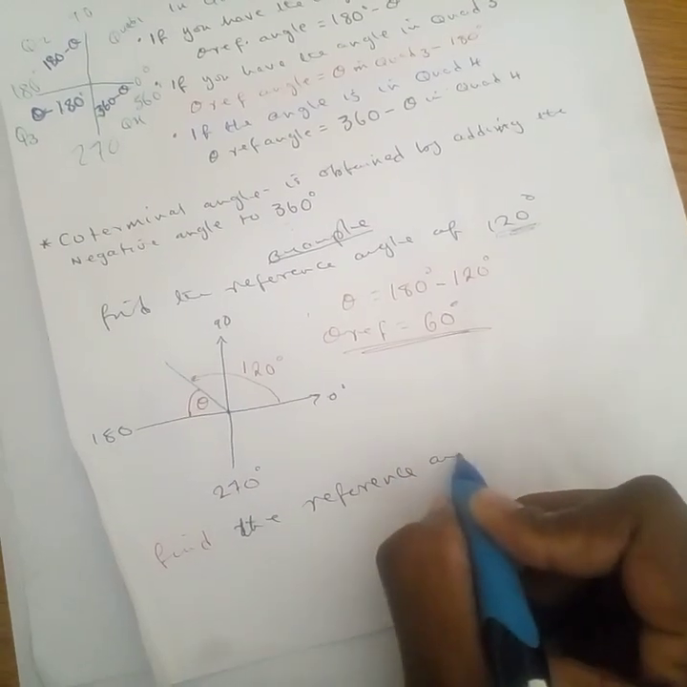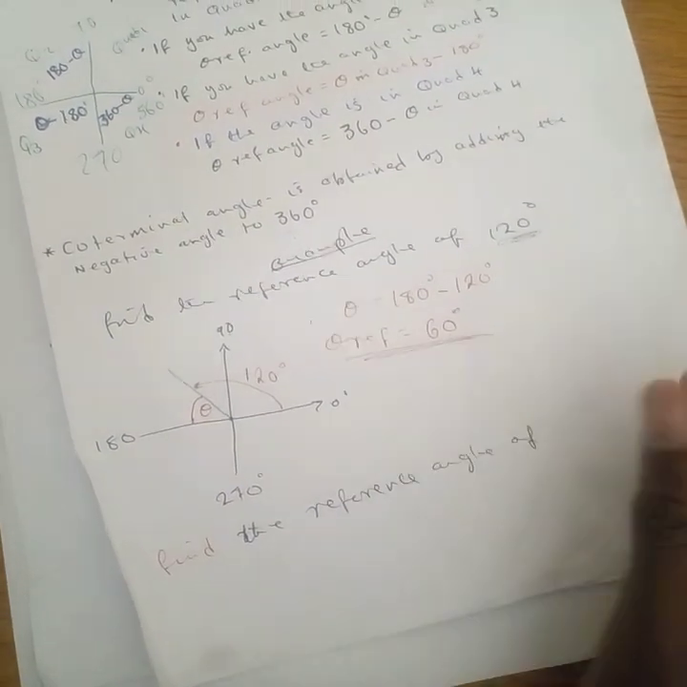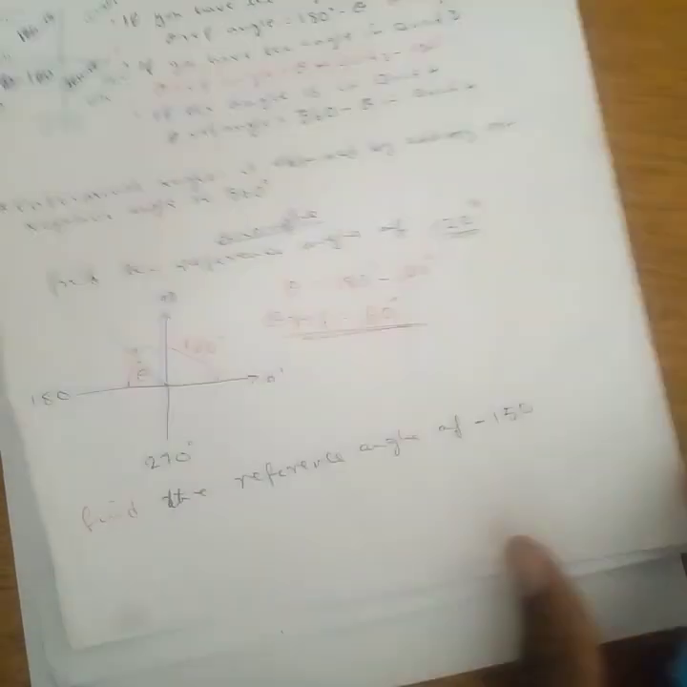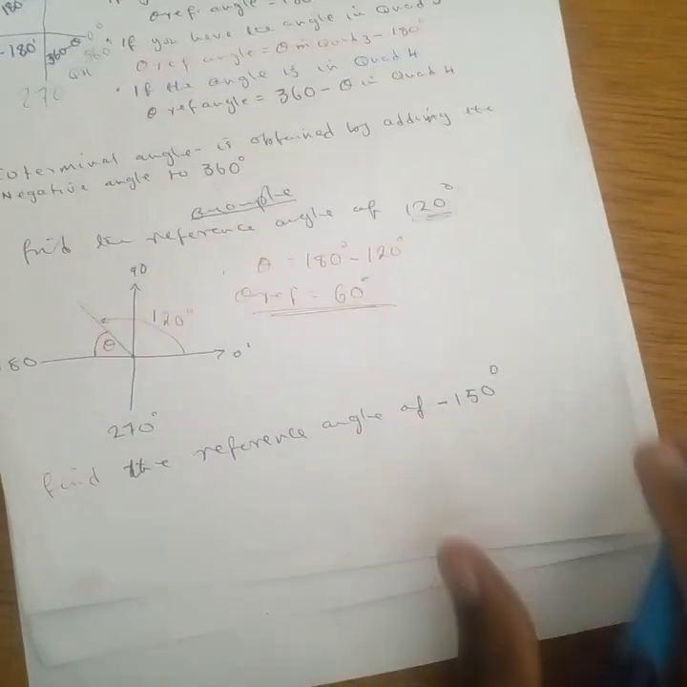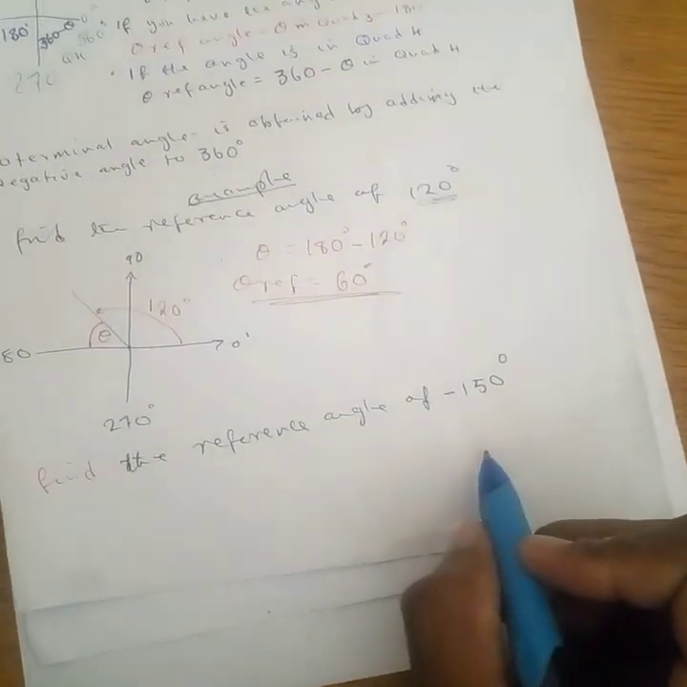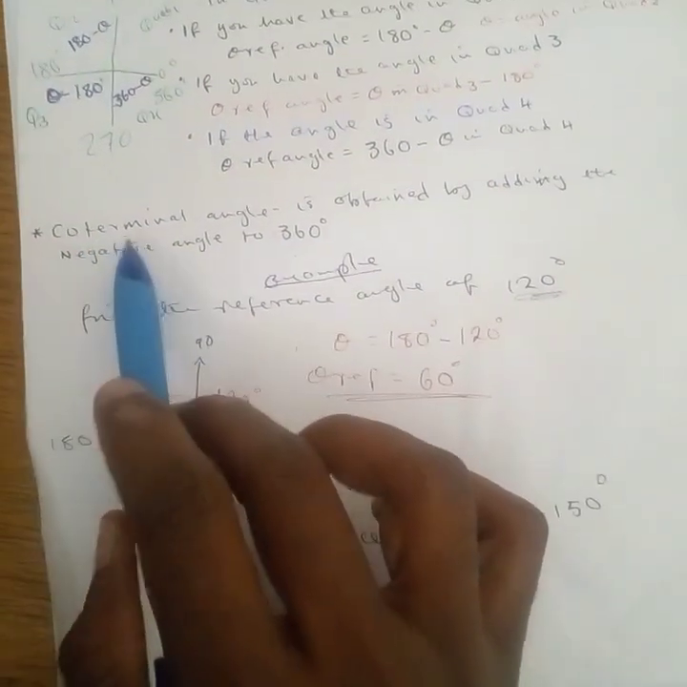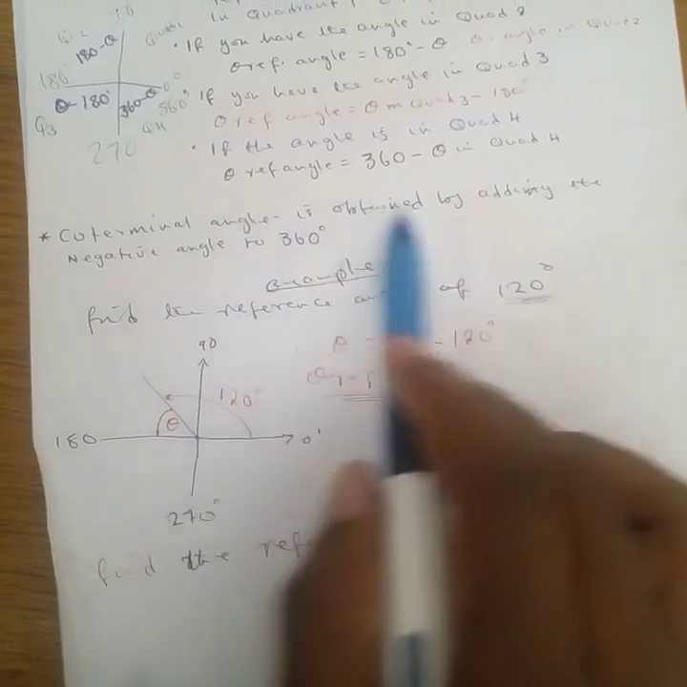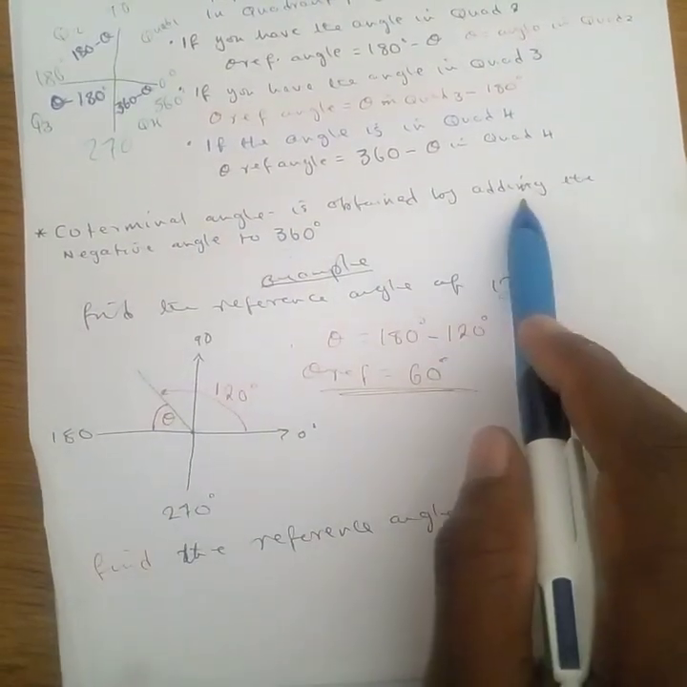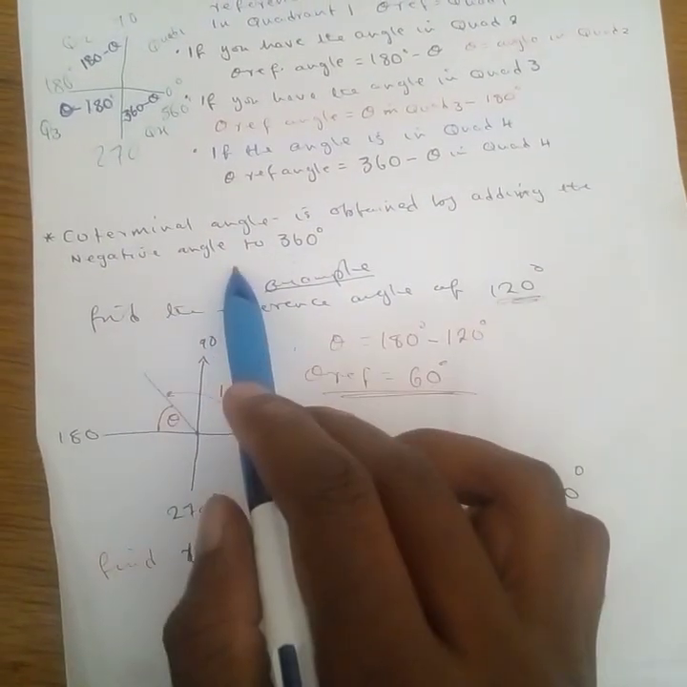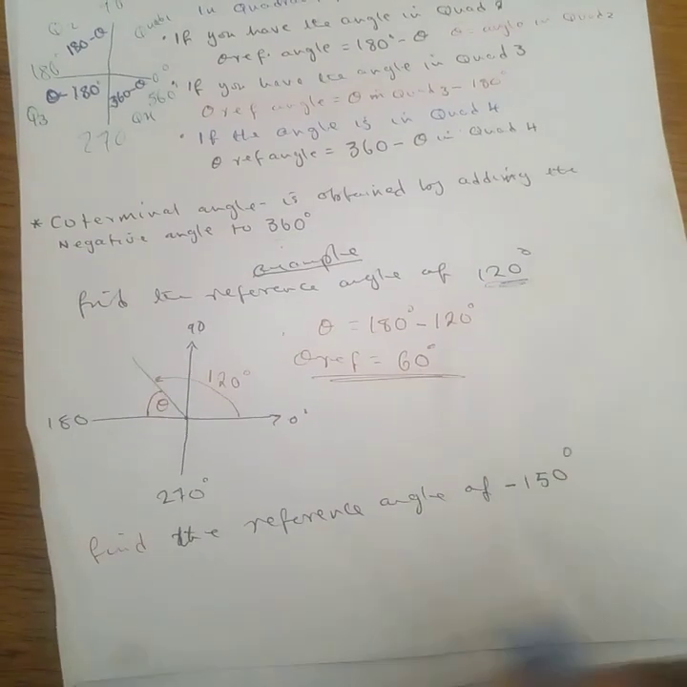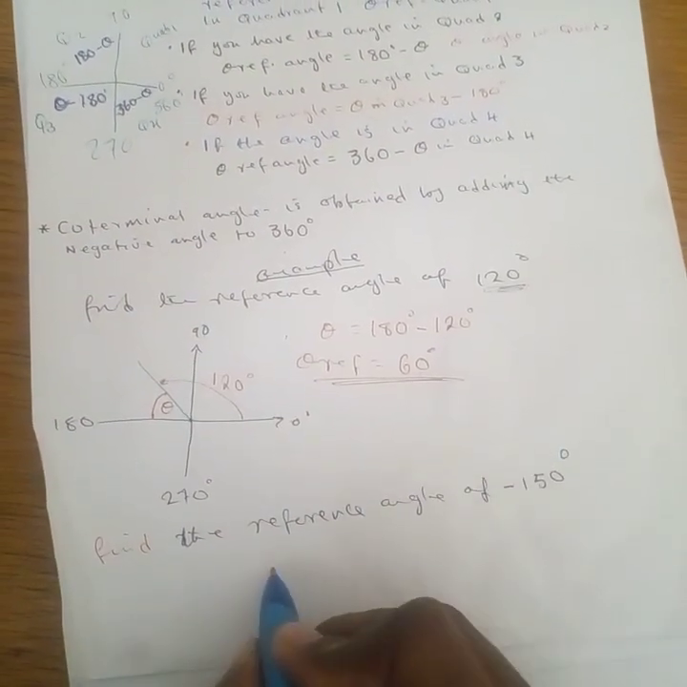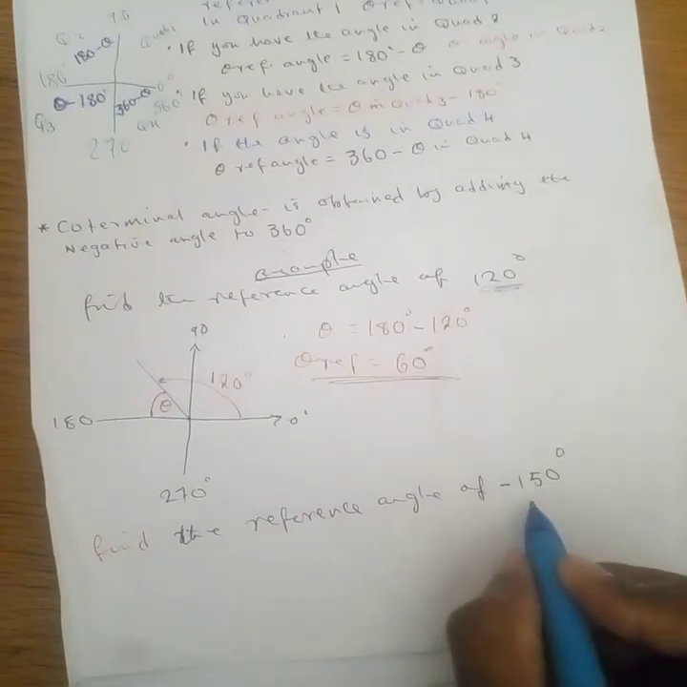Let's find the reference angle of negative 150 degrees. To find the reference angle of negative 150, we need to look at this condition here. Coterminal angles: to obtain the coterminal angle, we just have to add the negative angle to 360. Before we continue, this is a negative angle.